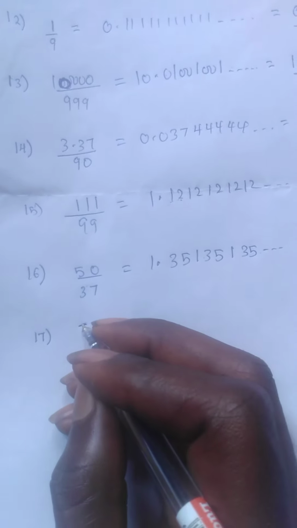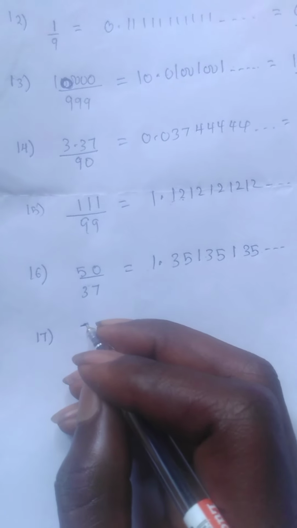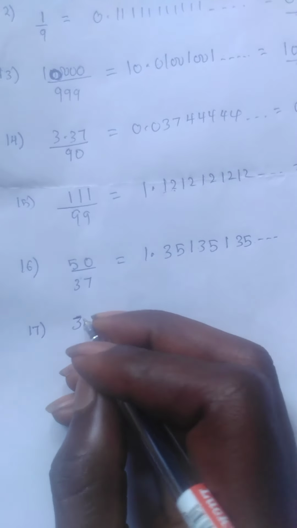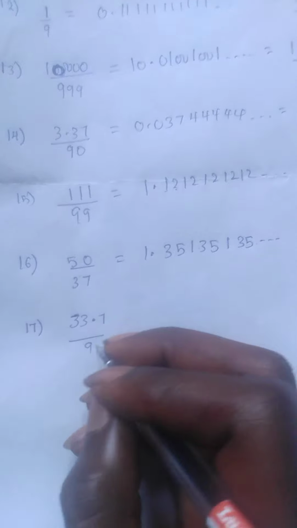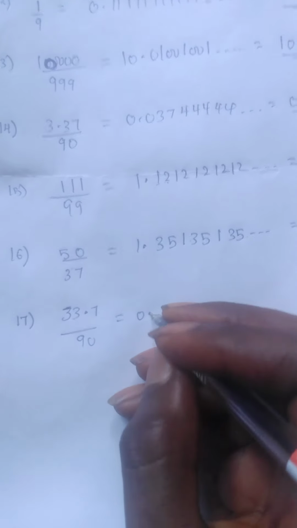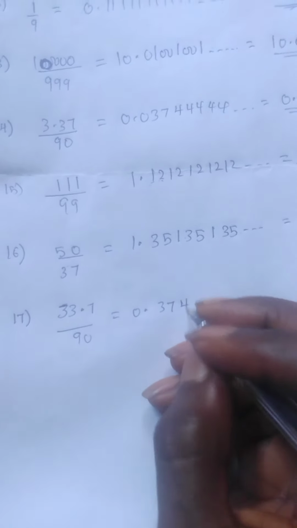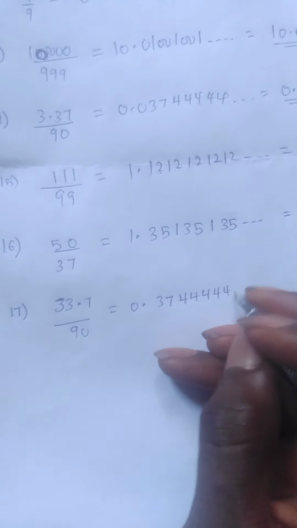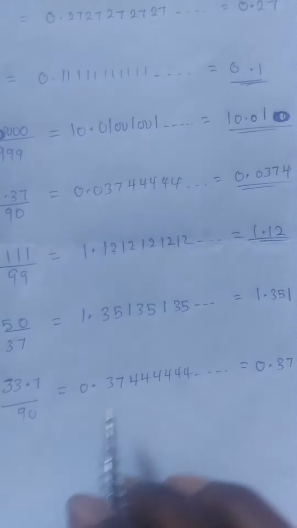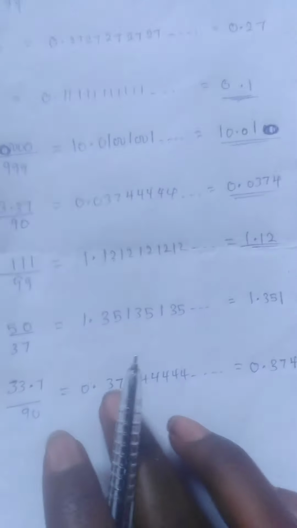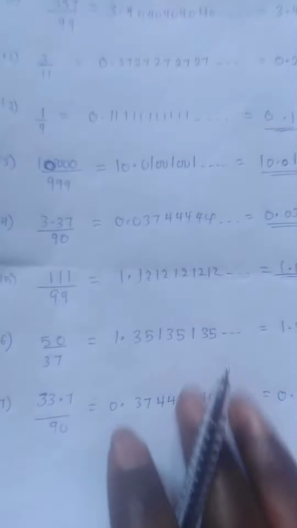Now example 17, we have 33.7, similar to example 14, divided by 19, we have 0.374444, and the 4 repeats itself, so you can just say 0.374. Pick one of the recurring figures, which is 4. 4 repeats itself, so we just pick one.